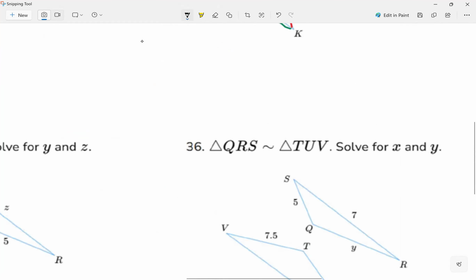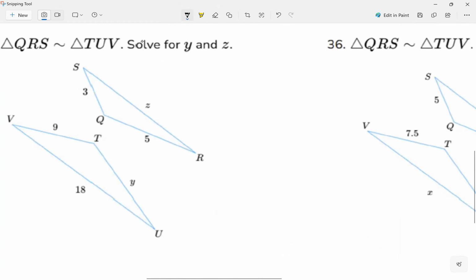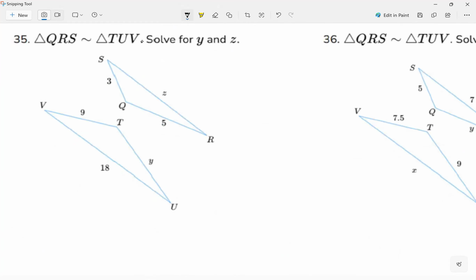Not bad. Let's take a look at another question here, number 35. Now here, I have two triangles that are similar. Triangle QRS is similar to triangle TUV, but now in this case, I have to solve for two letters: solve for Y and Z. So basically I'm going to do what I just did on the previous questions, but twice.